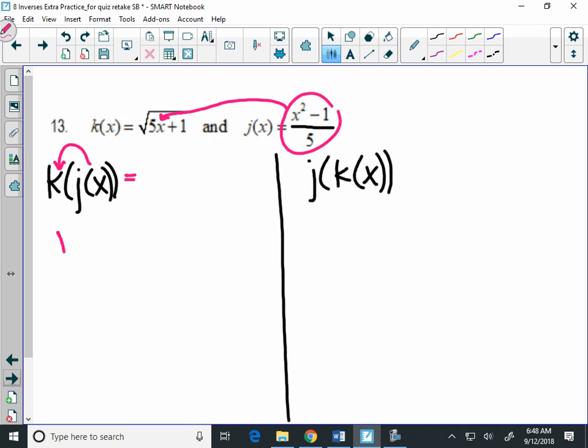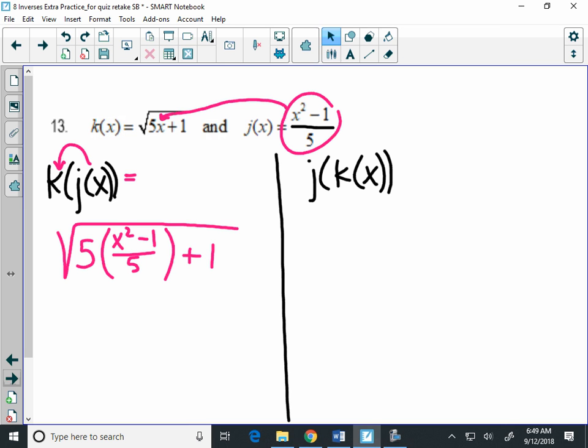So we need to be careful again. I start with a square root. The 5 stays the same. Now instead of that x right there, I put a big set of parentheses and write the entire fraction, x squared minus 1 over 5. The whole fraction is in parentheses. And then plus 1.